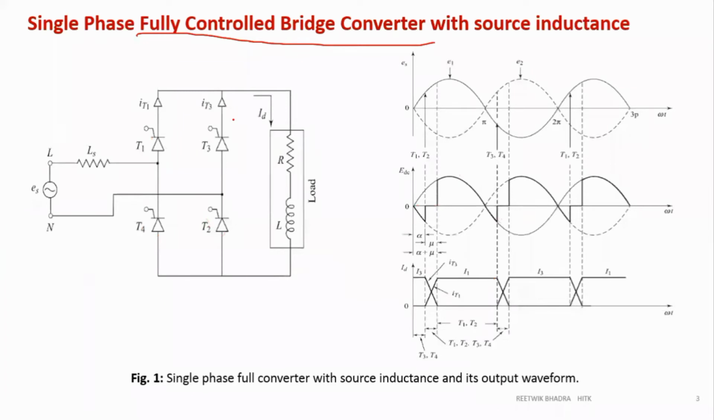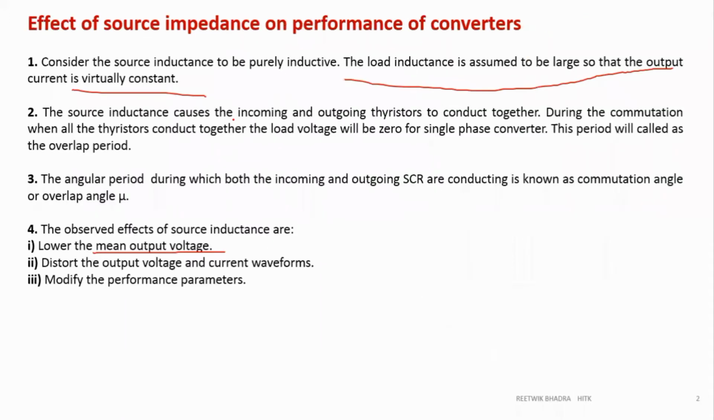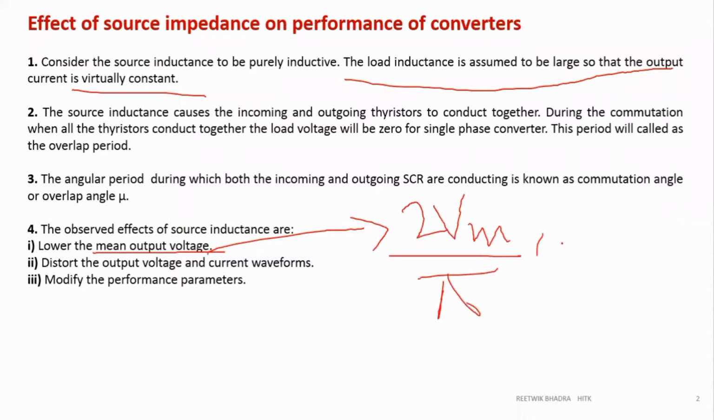So what is happening? We are using a full control bridge rectifier and using source inductance over here, but compared to the full control bridge rectifier without it, your average output voltage is reduced. If you look into the previous lectures, you may find that the average output voltage of a full converter is 2 Vm by pi cos alpha for an RL load.